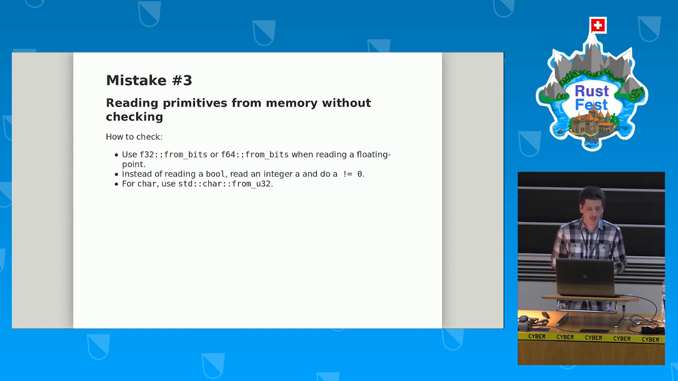So how do you check this? For floating points, you use the from_bits functions. You first read an integer, and then you call from_bits on that integer. Instead of reading a bool, you also first read an integer and then check whether the integer is different from zero. And for chars, there's a function named char::from_u32. So you first read a u32, and then you call this function. These three functions and comparing whether an integer is different from zero are what you should do to ensure that you're actually doing something correct and not undefined behavior.